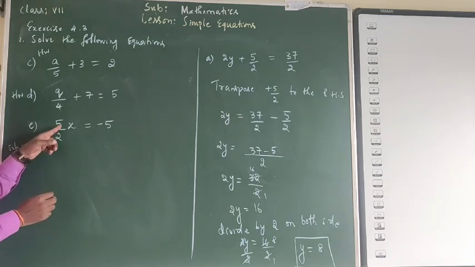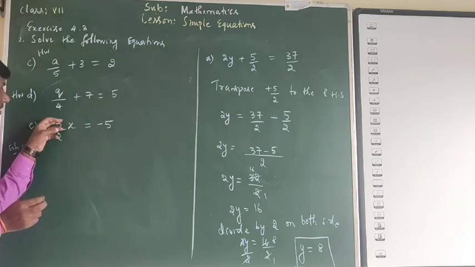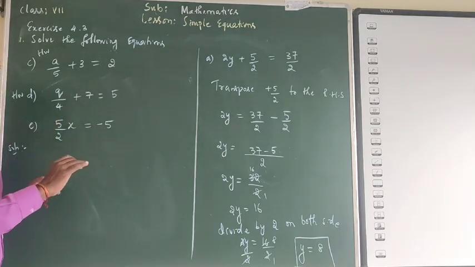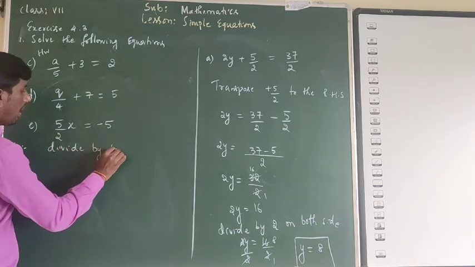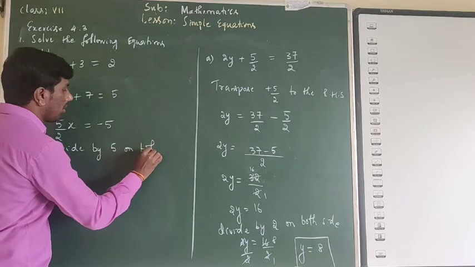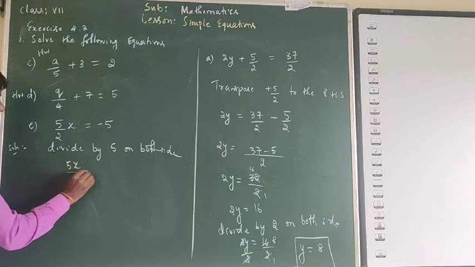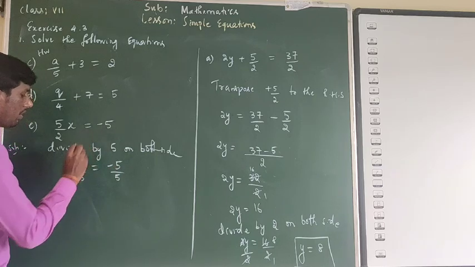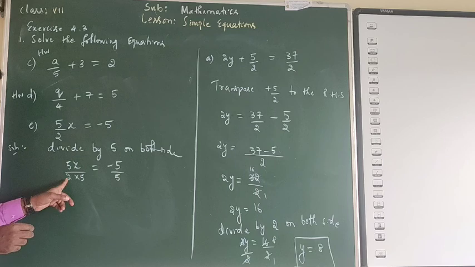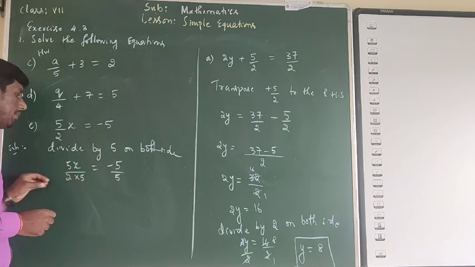Okay? So with the variable, 5 is multiplied. If I want to remove that 5, I should divide by 5. Very easy. We will write that: divide by 5 on both sides. Clear? 5x is only divided by 2. Then again I will be dividing by 5. In the RHS, minus 5, I will be dividing by 5. Clear? 5x by 2 is the original value. I will be dividing by 5 on both sides.